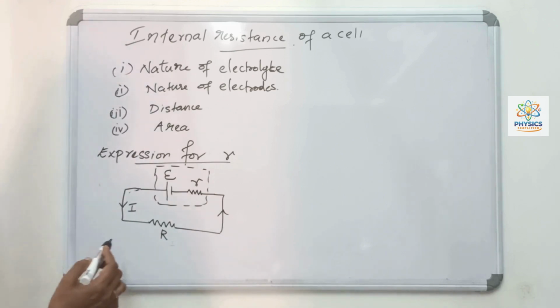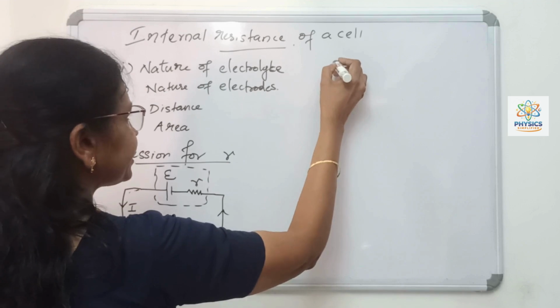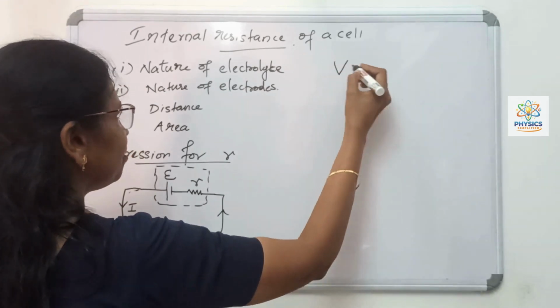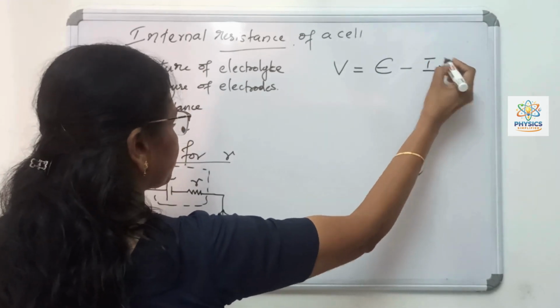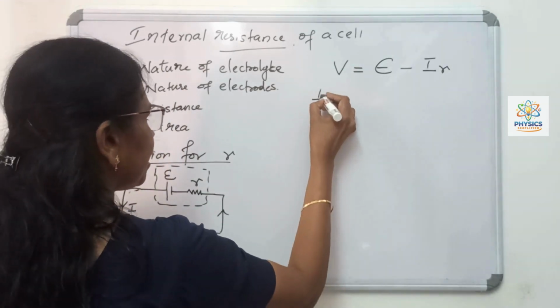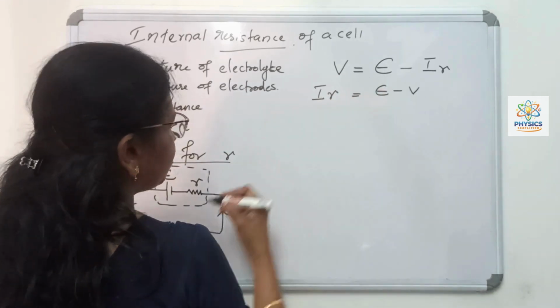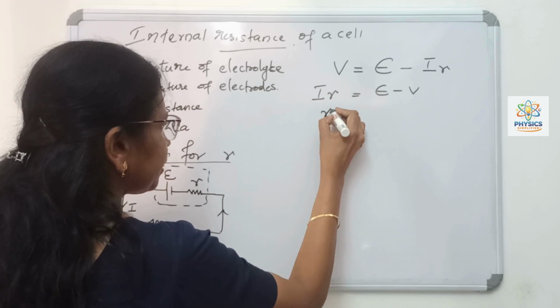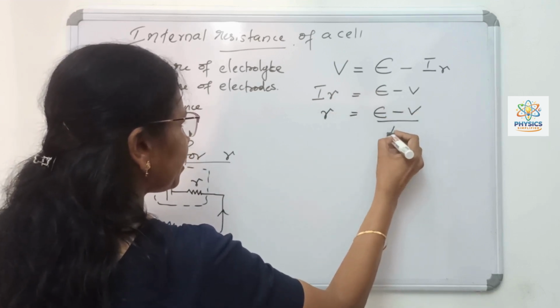So if the cell is connected through an external resistor, there is a discharging of electric current. So during discharging, the terminal potential difference can be written as V is equal to E minus I into R. So here we can write I into R which is equal to E minus V. From this equation we can write r is equal to E minus V by I.